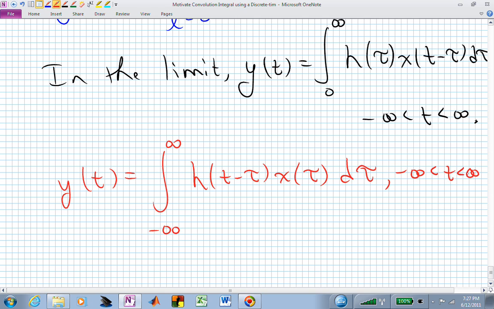Which of these integrals you use is really going to be dependent on which particular waveform, the impulse response or the input, is easier to flip across the vertical axis at time 0 and then slide it around from t equal minus infinity up to plus infinity. That, I hope, motivates this convolution integral.